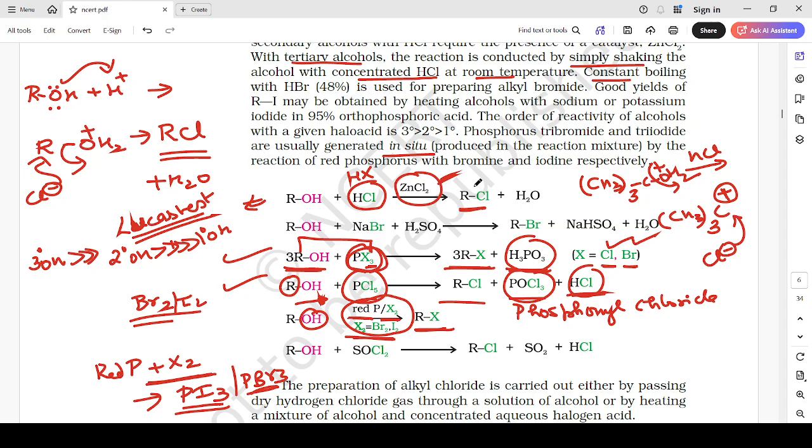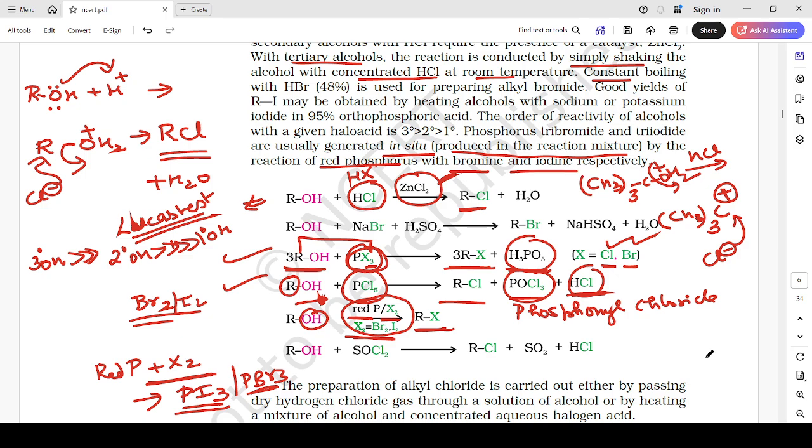That means you are generating your requirement within the reaction mixture. I am not taking the exact compound. Instead, the compound is generated within by certain reactants, produced in the reaction mixture.